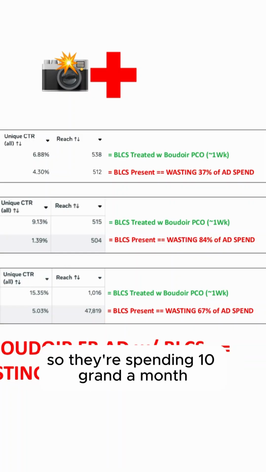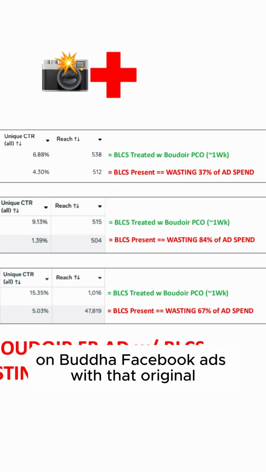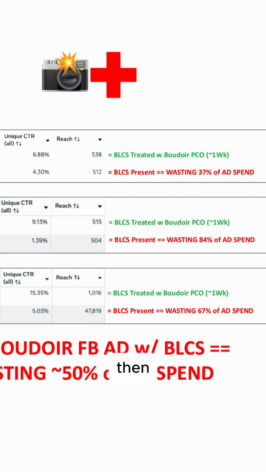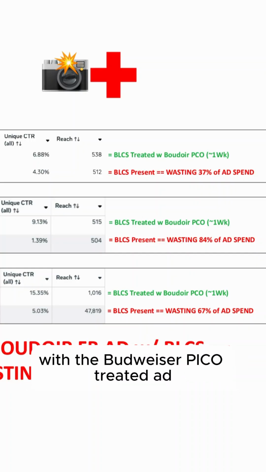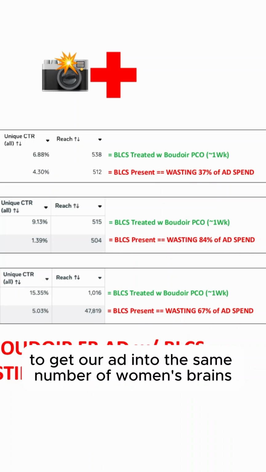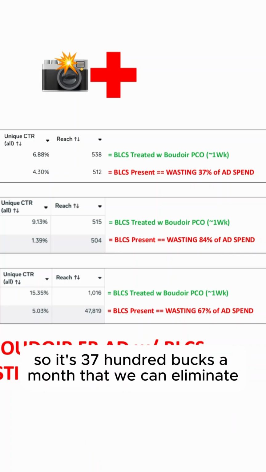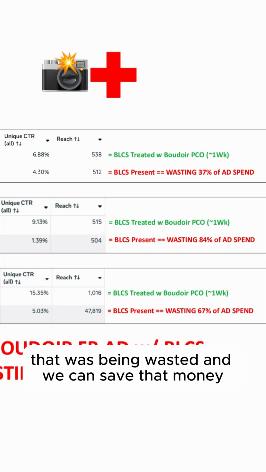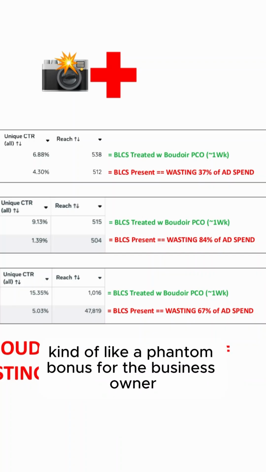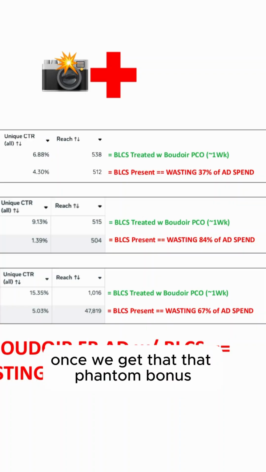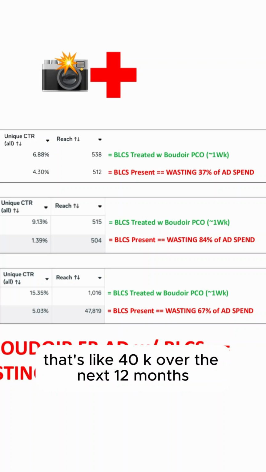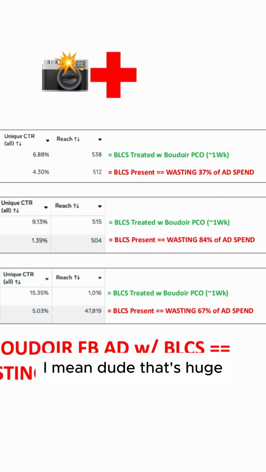If they're spending 10 grand a month on Boudoir Facebook ads with that original, then we now only have to spend $6,300 a month with the Boudoir Pico treated ad to get our ad into the same number of women's brains. So it's $3,700 a month that we can eliminate that was being wasted, and we can save that money, kind of like a phantom bonus for the business owner. Once we get that phantom bonus, what's that, like 40K over the next 12 months? I mean, dude, that's huge.